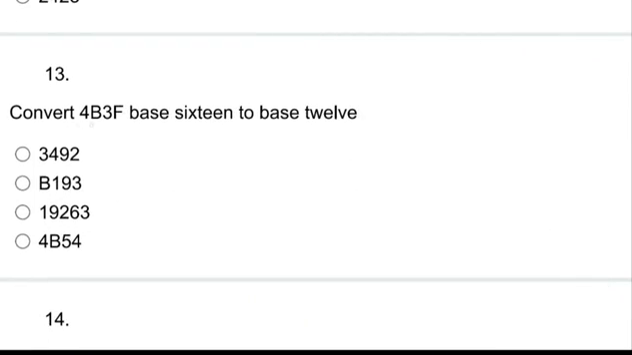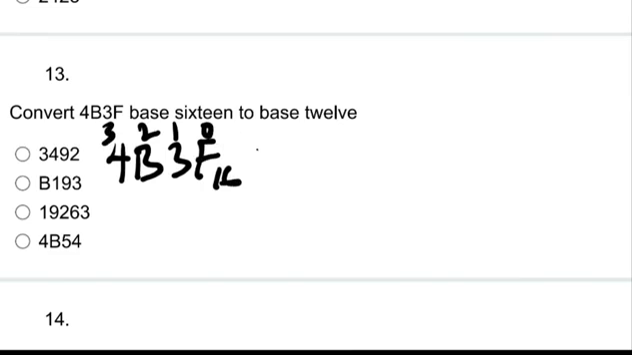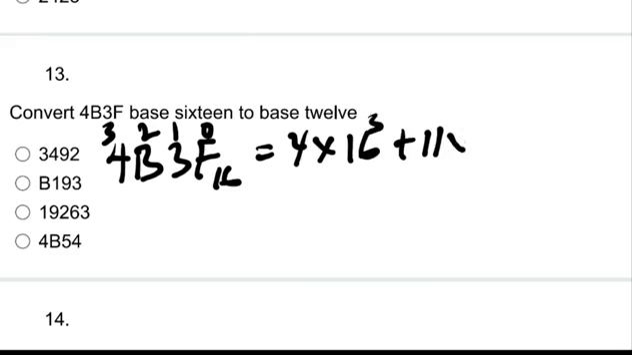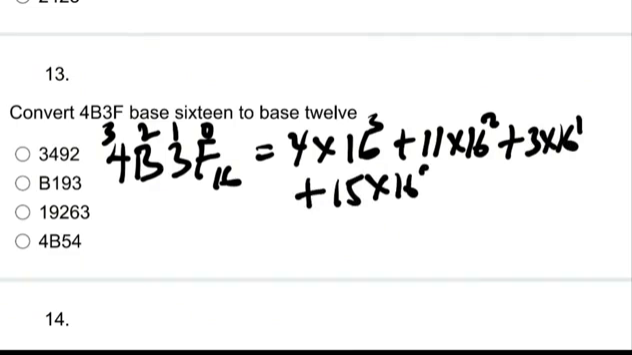So the next one is convert 4b3f base 16 to base 12. So the same thing, we convert this one to base 10 first. 4b3f, base 16, this is 0, 1, 2, 3. So that is 4 multiplied by 16 raised to 3 plus b, which is 11, times 16 raised to 2, plus 3 multiplied by 16 raised to 1, plus f, which is 15, multiplied by 16 raised to 0.